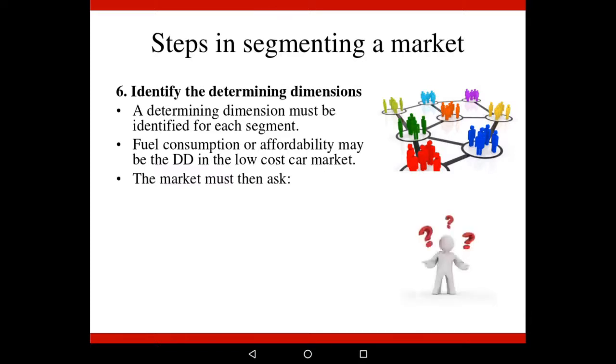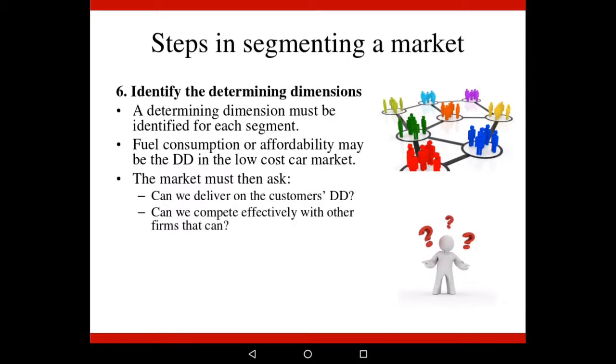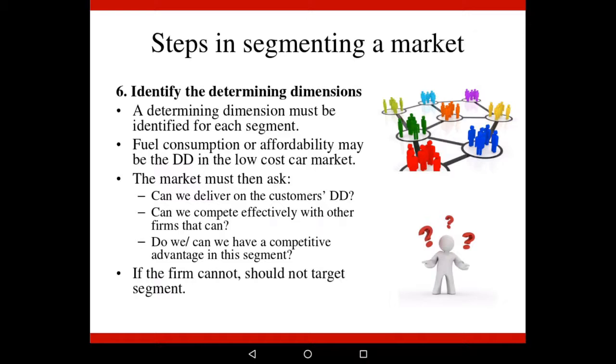The marketer must then ask, can we deliver on the customer's determining dimension? Can we offer them a vehicle that has a very low fuel consumption? Can we compete effectively with other firms that can offer this determining dimension? Do we have a competitive advantage? Or can we have a competitive advantage in this segment? If the firm cannot offer these three things, they should probably not target that segment.